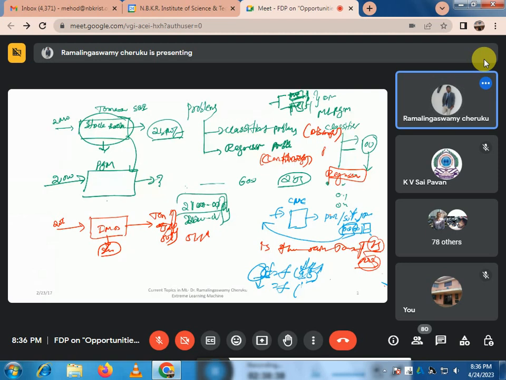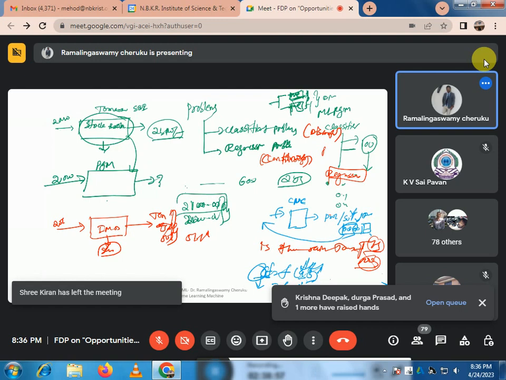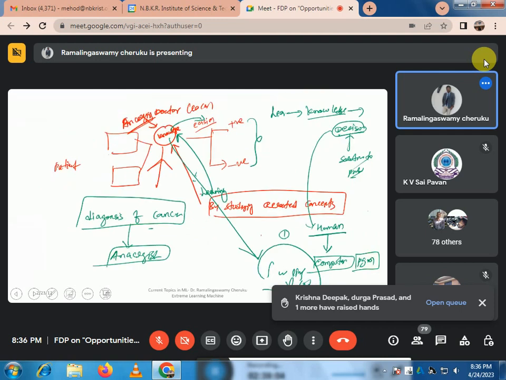Am I right? One second. Okay. So this type of problem is called a regression problem. So far we have seen one category of problems called classification problems, another category of problems is called regression problem.